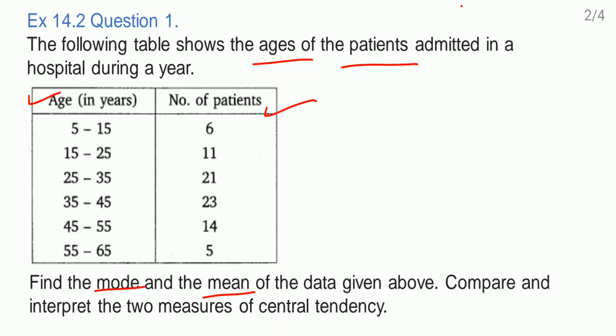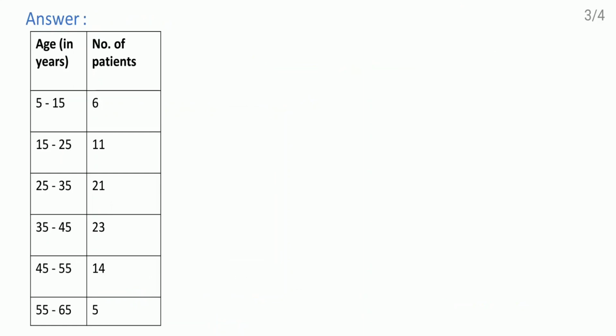One more thing they are asking: compare and interpret the two measures of central tendency. It means that we need to find out mean as well as mode, and then finally we'll compare the result. First we'll find out the mode. For the mode, only these two columns we need.